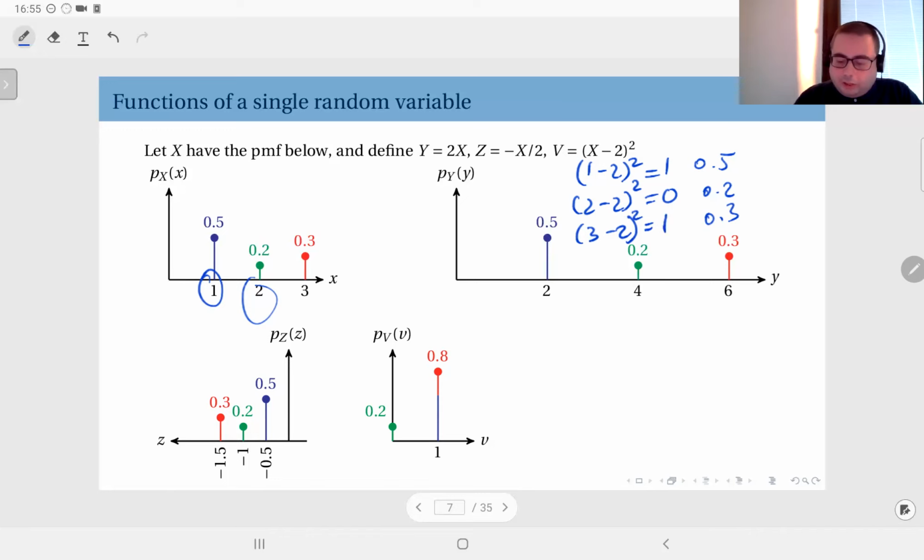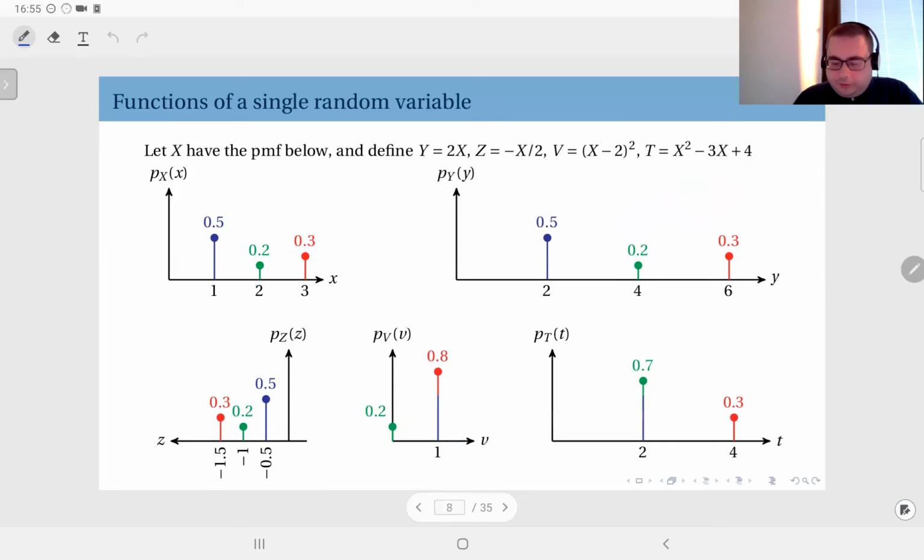So you see I have two possible outcomes for V, 0 or 1. And 0 occurs with a probability of 0.2. And the outcome 1 occurs with probability 0.5 plus 0.3, 0.8. Okay.